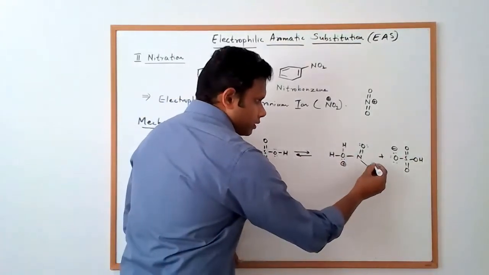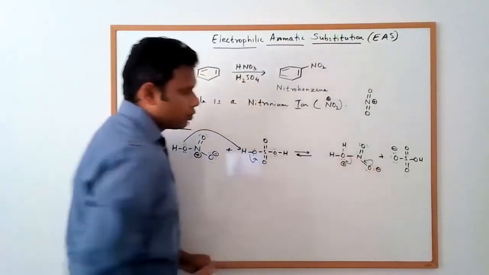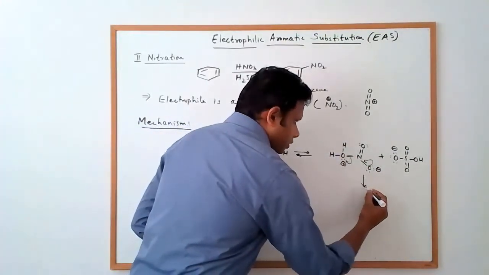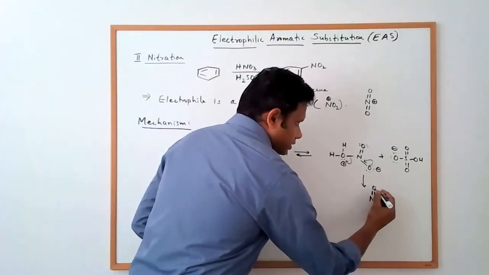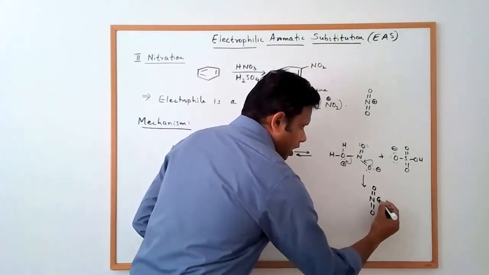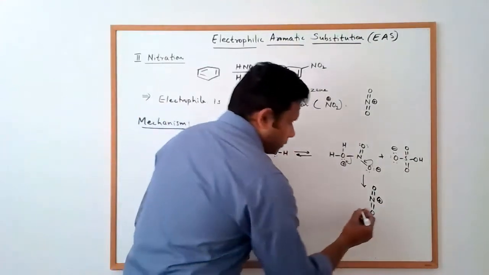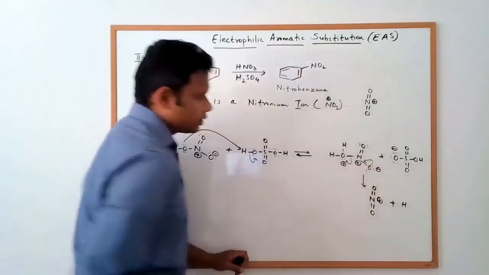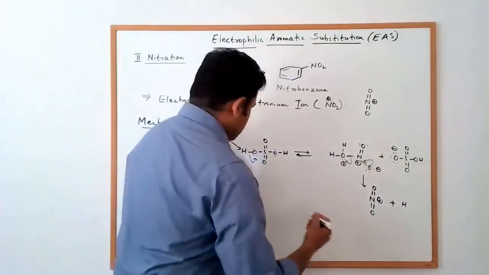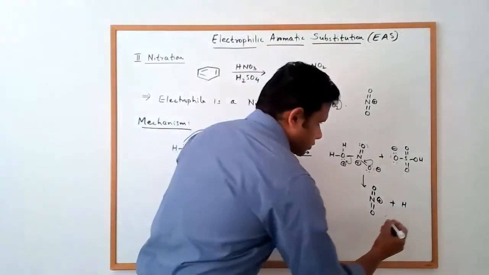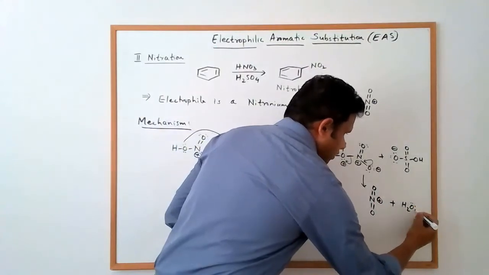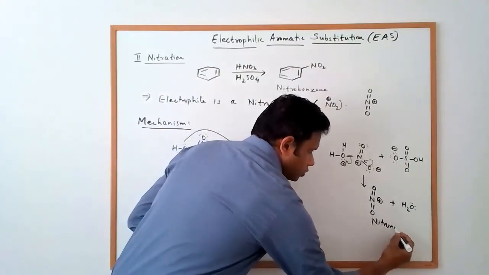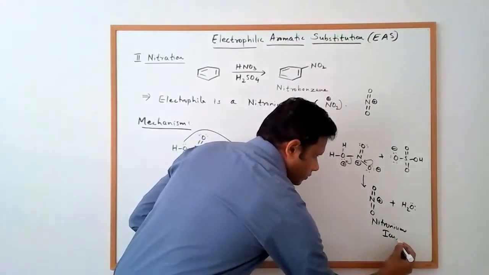Now, this intermediate can lose the water molecule because this is now a good leaving group, so we can lose that molecule, and that would basically give us the nitronium ion. Sorry, there is a positive charge here on that nitrogen also. Yes, there is a positive charge on that nitronium also, and so that gives us the water molecule. So that is how we generate the nitronium ion.